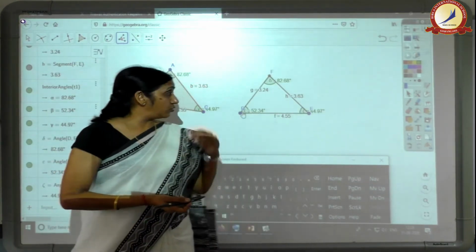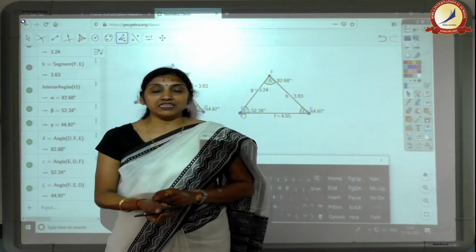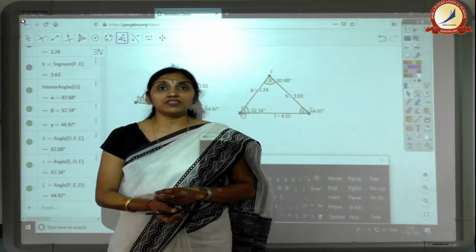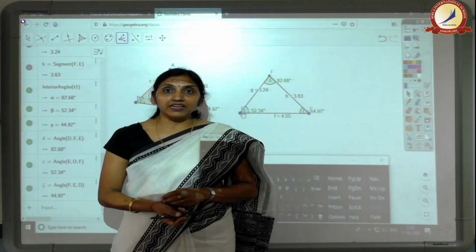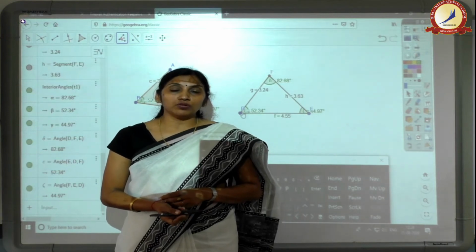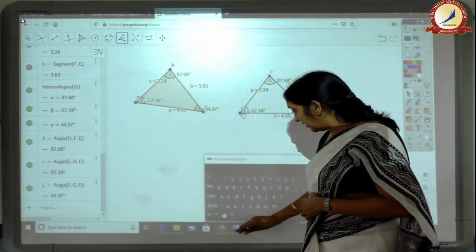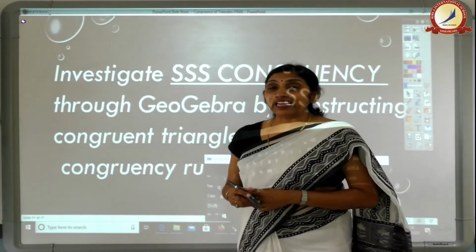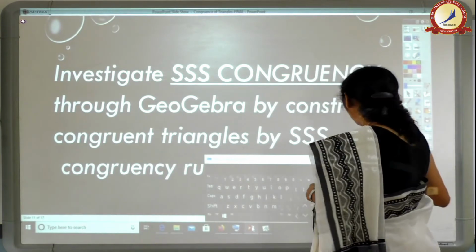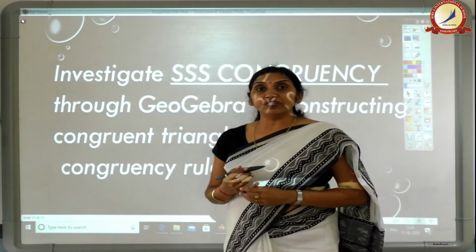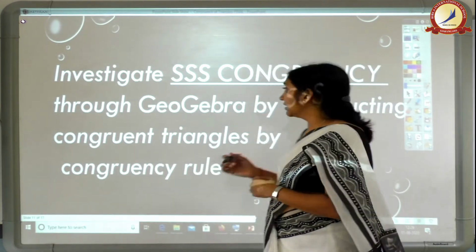Hence, the two triangles are congruent by SSS congruency rule. All the three sides are equal, and then the corresponding parts of the congruent triangles are equal. So we have investigated through GeoGebra the SSS congruency rule by constructing the congruent triangles and proving their congruence.